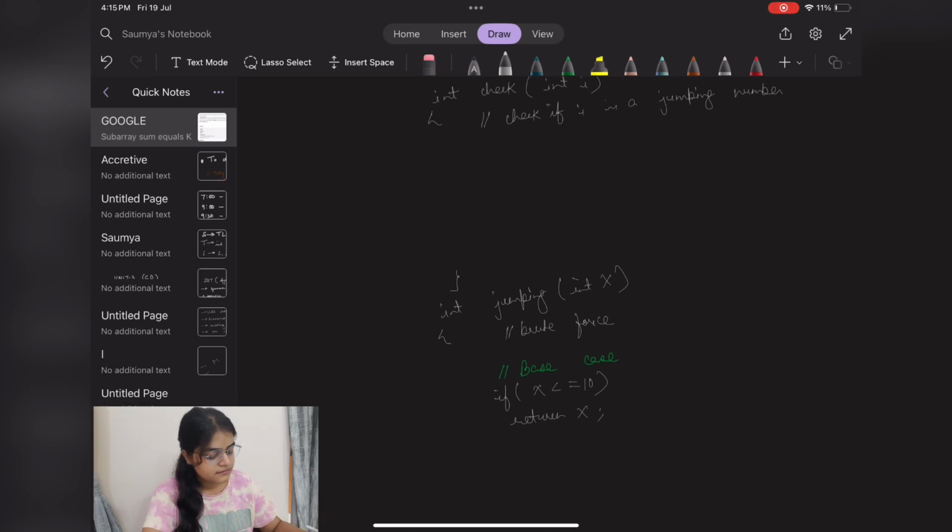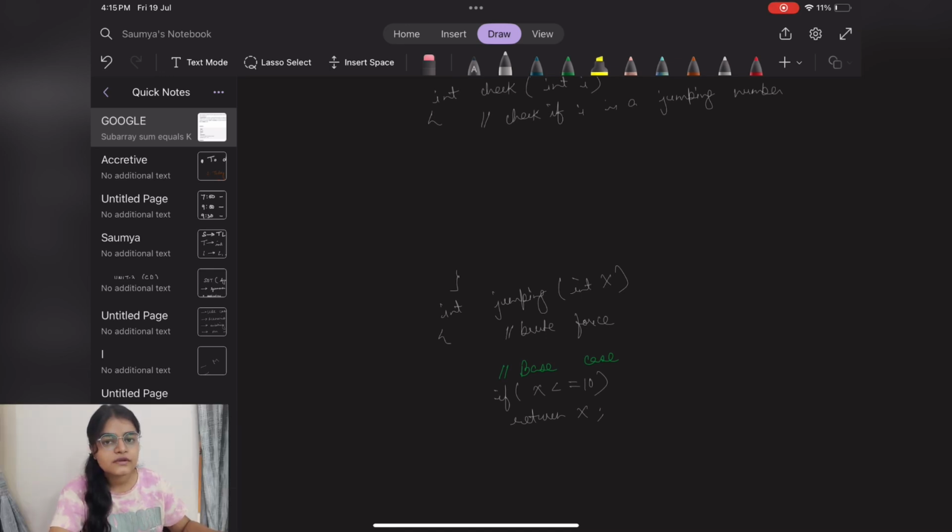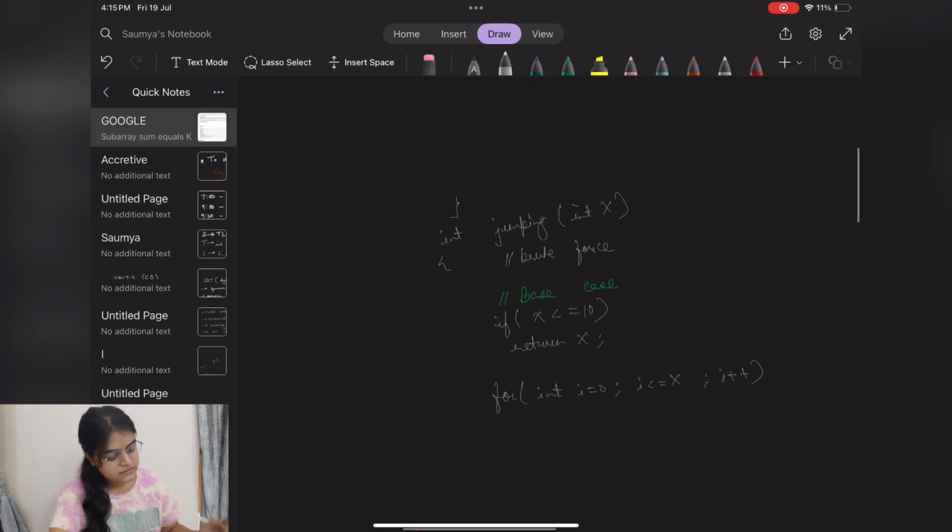Else, what do we have to do? We have to traverse till x and check all the possible jumping numbers till x, store them somewhere, and then return the maximum among them. Else, int i equals 0, i less than or equal to x, i plus plus.